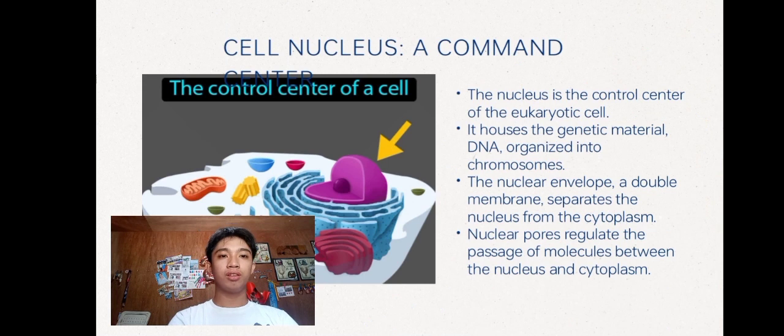So the cell nucleus, again, is the control center of eukaryotic cells that houses genetic material, the DNA, and organizes it into chromosomes. So we have here the nuclear envelope and the nuclear pores. The nuclear envelope is a double membrane that separates the nucleus from the cytoplasm, while the nuclear pores regulate the passage of molecules between the nucleus and cytoplasm.